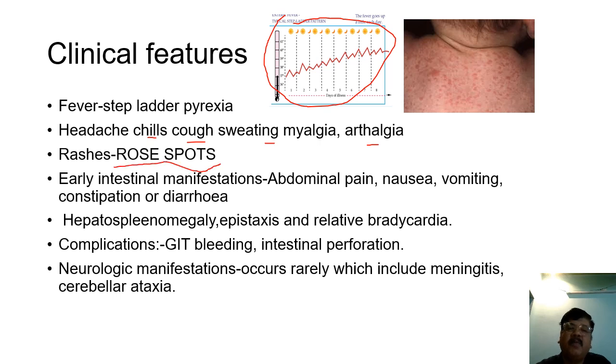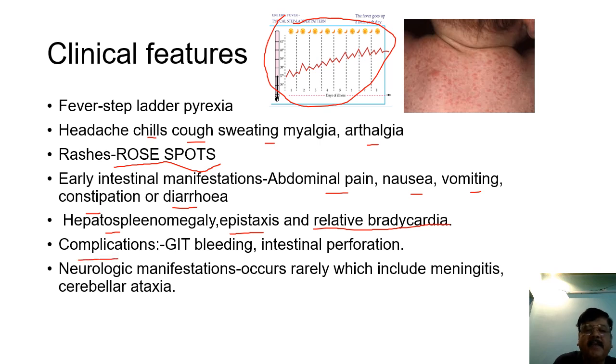A little examination of the patient's body surfaces will be helpful to delineate the cause. Then intestinal manifestations are also there: abdominal pain, nausea, vomiting, constipation, diarrhea. These are the other features pertaining to the intestine. Then further chronicity leads to hepatosplenomegaly, epistaxis, and relative bradycardia. In the case given in the beginning, there was a relative bradycardia.